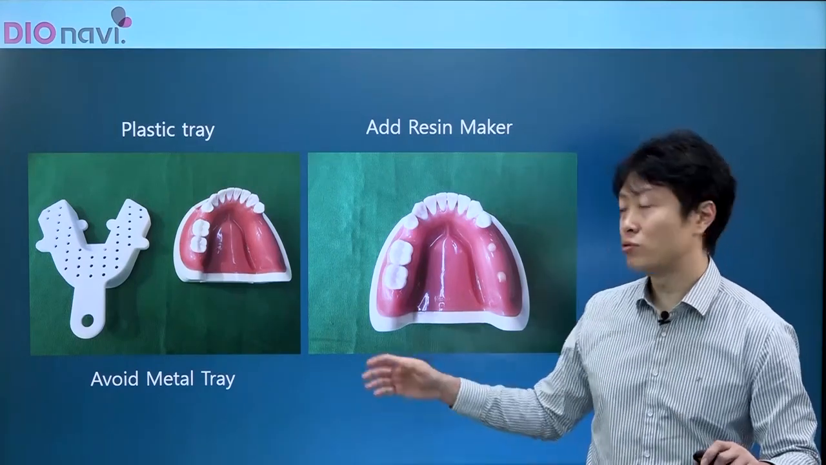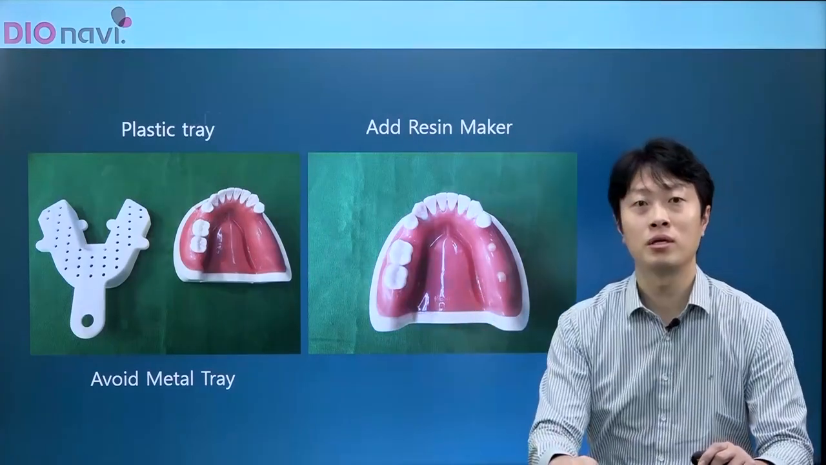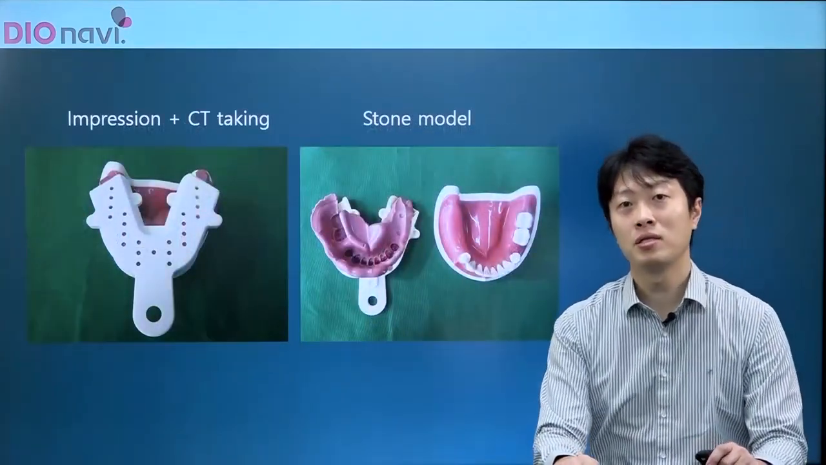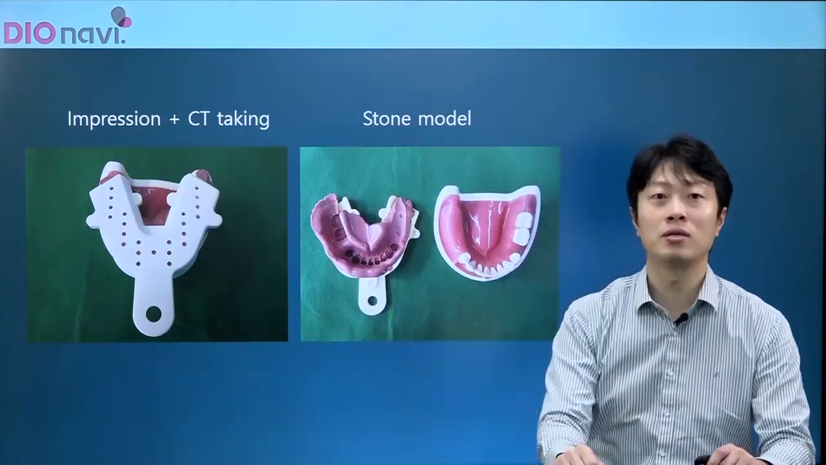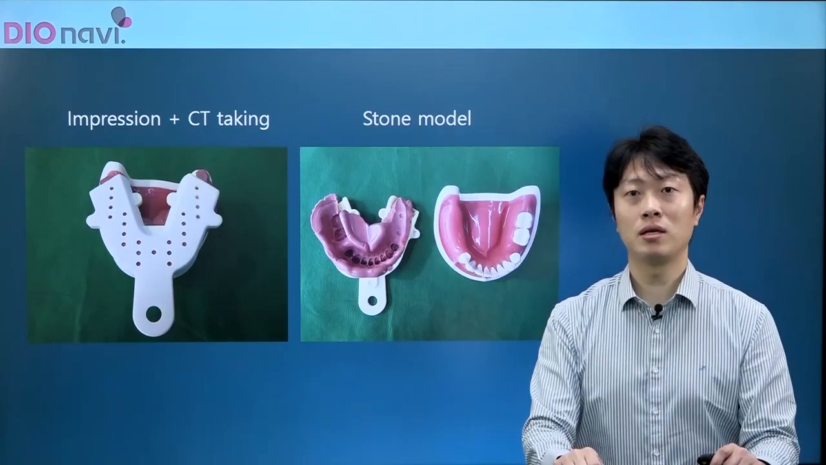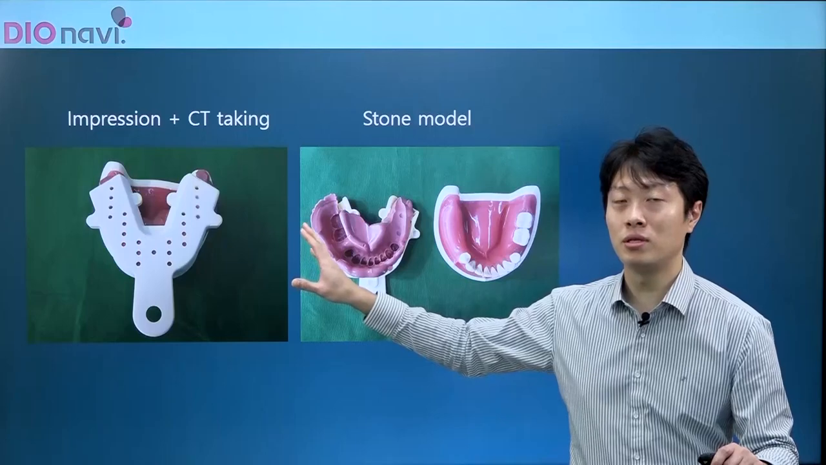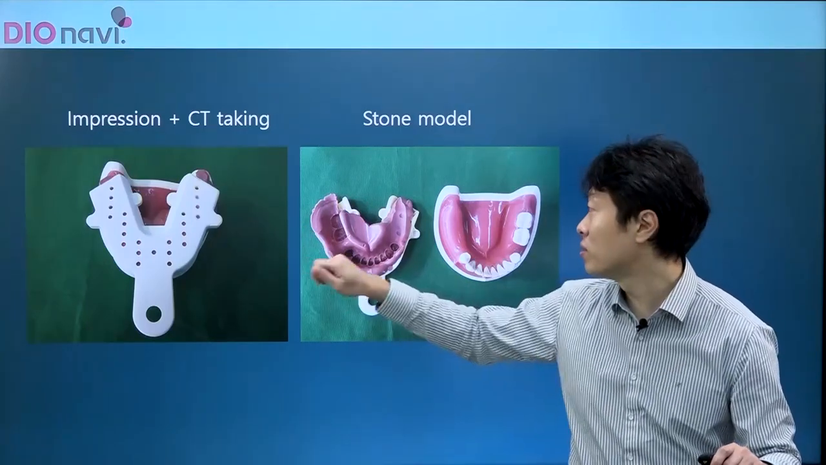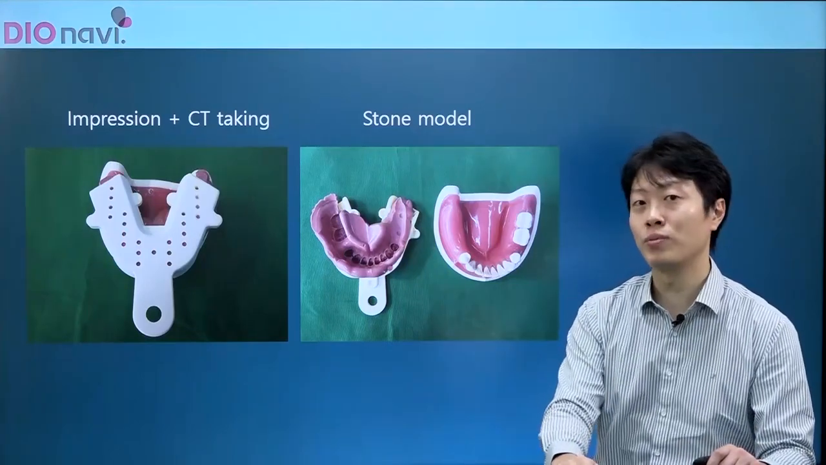First of all, attach the resin markers to the patient's oral cavity correspondingly, like this. Then fill the plastic tray with the rubber impression material and acquire an impression from the patient's oral cavity. Take a CT scan with the tray placed inside the oral cavity. After the CT scan, take the tray out and send the impression material to the DIOnavi Center.